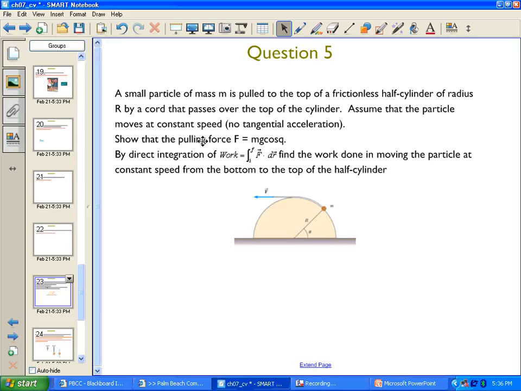Welcome to the second part of the solutions to the lecture problems for Chapter 7. We begin where we left off, which is question 5.